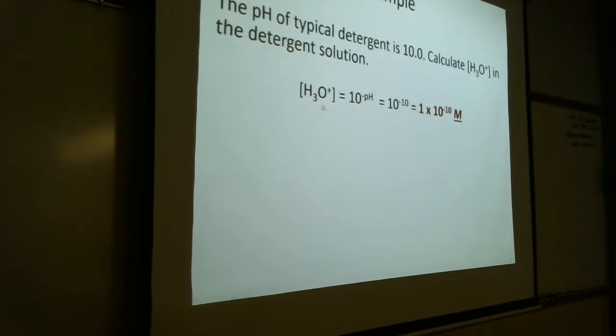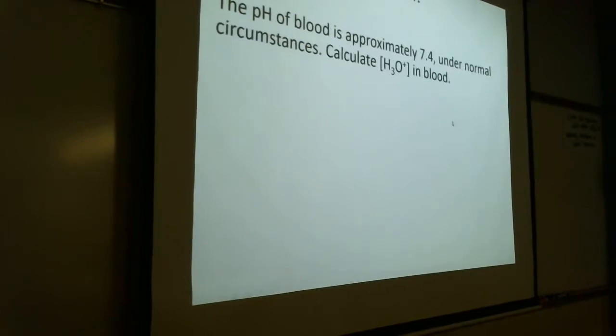Now hydronium ion does need units because it's a concentration, right? pH is unitless. No units needed for pH. But hydronium ion, remember those brackets, what do those brackets mean? It means moles per liter, right? So you need units for a hydronium ion concentration. So you try this one.